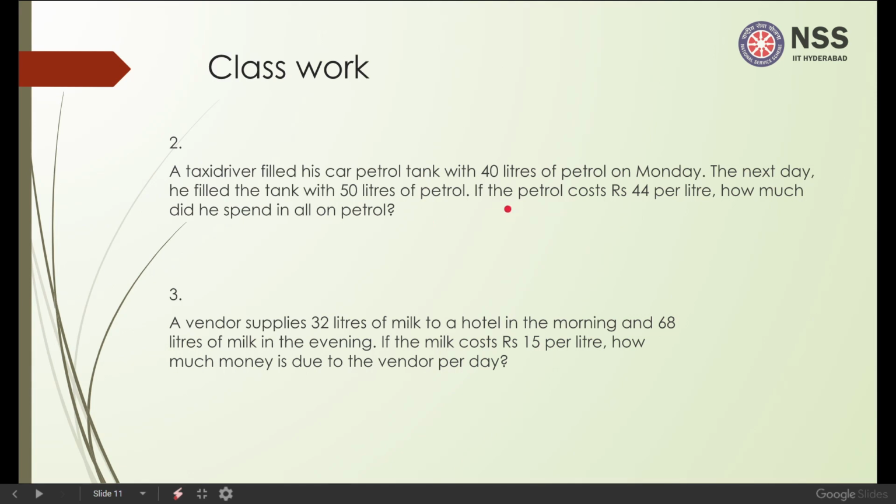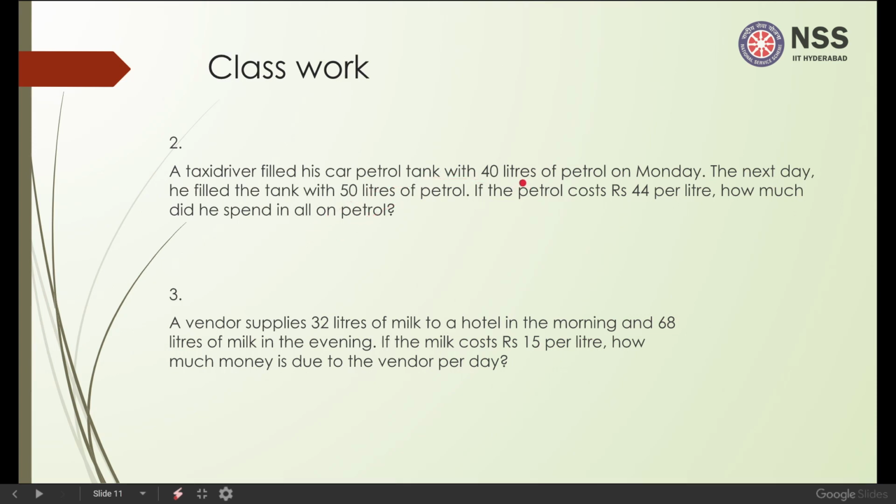Let us find out how many liters of petrol the taxi driver bought. On Monday he bought 40 liters and on the next day he bought 50 liters. So total liters of petrol are 40 plus 50, which gives us 90. Since each liter of petrol costs 44 rupees, 90 liters of petrol will cost 44 times 90, which is 3960 rupees.